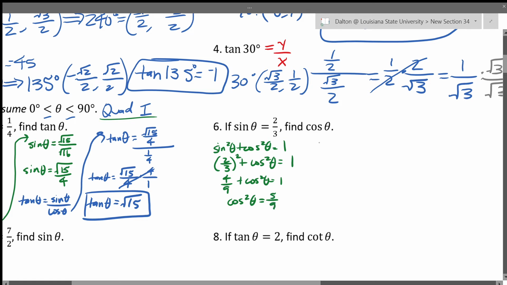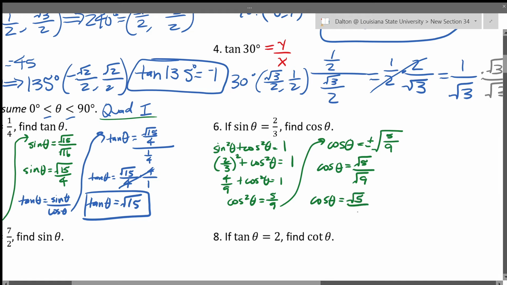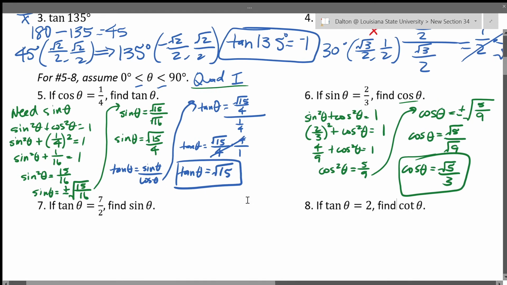Okay, to get cosine alone and not squared anymore, I'm going to take the square root of both sides. I'm going to remember my plus or minus sign, and that's going to be the square root of 5/9. So again, we have to remember that we are in quadrant 1. In quadrant 1, everything is positive, so I'm going to choose the positive version. And I can break up the square root of 5/9 to be the square root of 5 over the square root of 9, and further simplify it to be the square root of 5 over 3. And they asked me for cosine, and I am there. There's nothing else you have to plug that into. So cosine of theta is square root of 5 over 3.